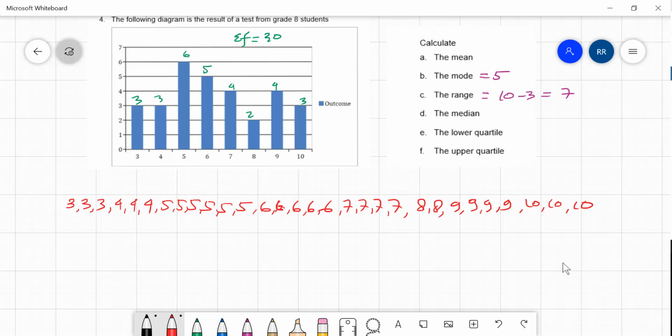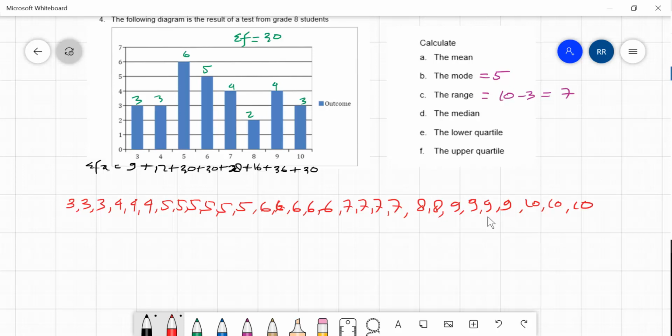So for this one, it's going to be 9, right? 3 times 3 is 9, and then this one is 4 times 3 is 12, and then that one 5 times 6 is 30, and then 6 times 5 is 30 also. 7 times 4 is 28, and then 8 times 2 is 16, and then 9 times 4 is 36, and the last one, 10 times 3 is equal to 30. So this is going to be the sigma fx, just multiplying the x, or the value of the outcomes, with the frequency.